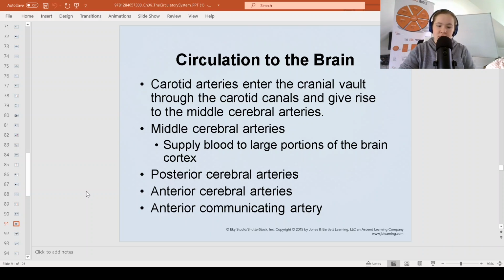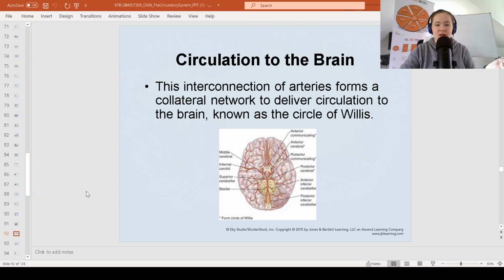Posterior cerebral arteries, anterior cerebral arteries, and anterior communicating arteries. This interconnection of arteries forms a collateral network to deliver circulation to the brain, known as the circle of Willis.